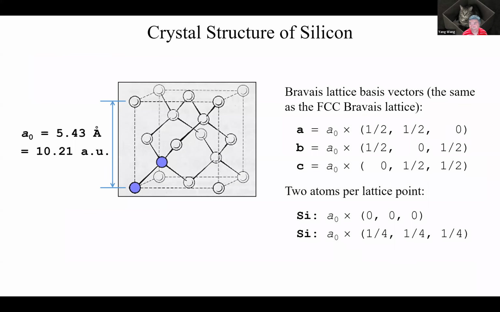Okay, now come to silicon. It's covalent bonding. From the structure, you can tell the bonding has certain directions, and the lattice constant turns out to be around 10.21 atomic units. The primitive lattice is FCC-like, but each lattice point has two atoms, as shown by these two colored spheres. One is at the corner, the other is at the 1/4, 1/4, 1/4 direction.